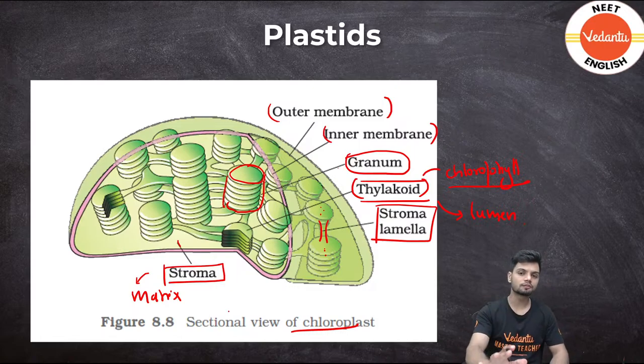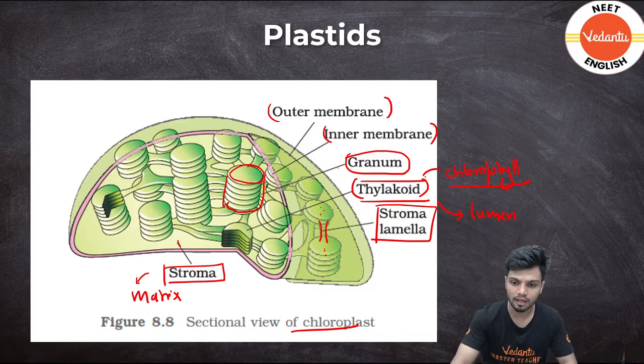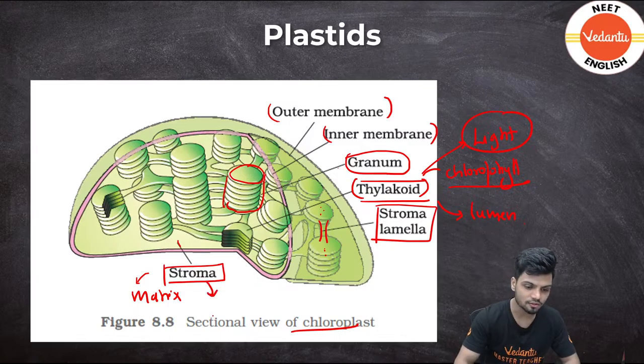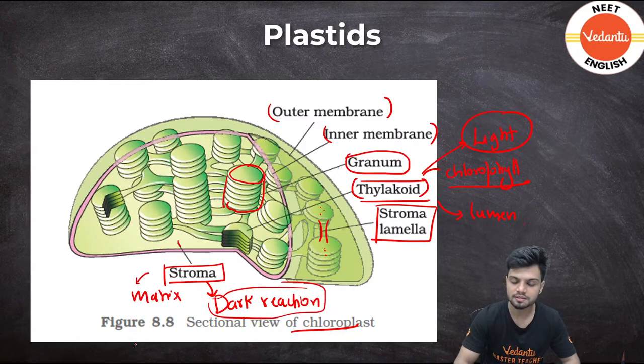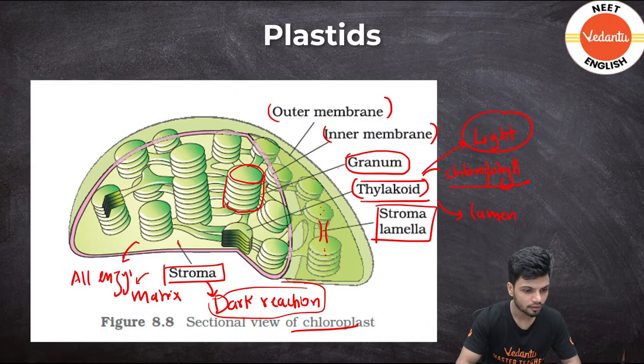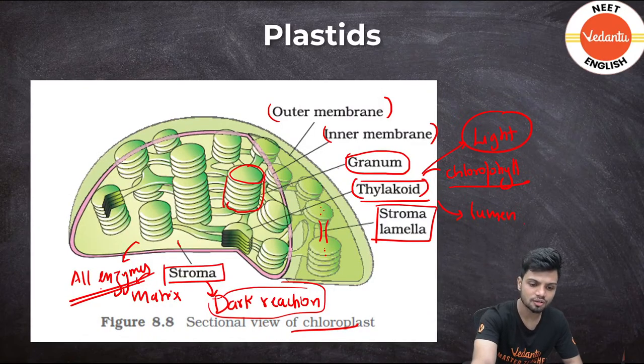And students, remember the photosynthesis in higher plants. I told you, in the thylakoid, light reaction takes place. And in the stroma, dark reaction takes place. Clear? Because all the enzymes are present in the stroma. That is the complete structure of your chloroplast.